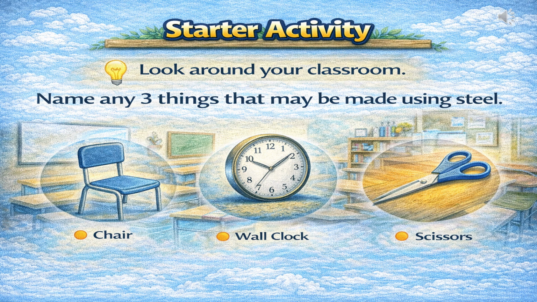Now let's start with a quick activity. Look around your classroom carefully. Can you name any 3 things that may be made using steel? Maybe your bench, door handles, window grills, or even the fans. Great! This shows us one important point. Steel is everywhere in our daily life. And that takes us to the next topic.